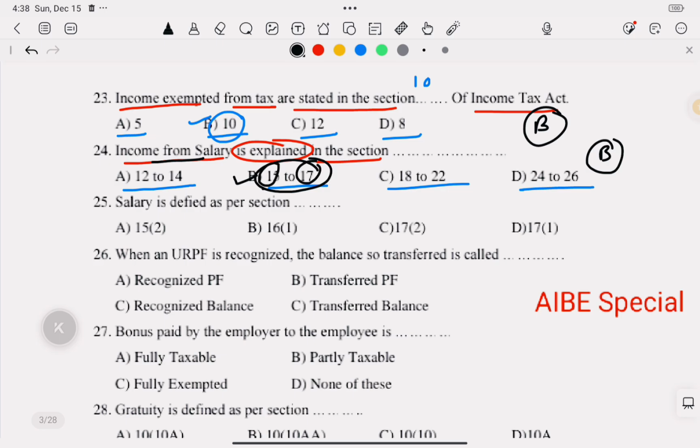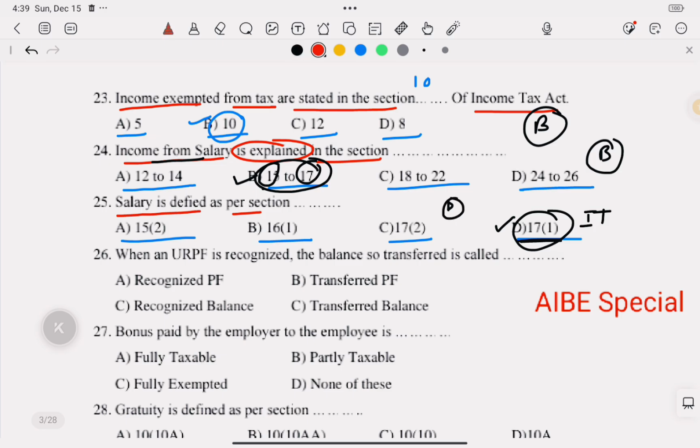Now moving to the next question. Salary is defined as per which of the following sections? Let's see the options. Options are section 15 subsection 2, section 16 subsection 1, section 17 subsection 2 and section 17 subsection 1. The correct option would be option D, that means section 17 subsection 1. Salary is defined as per section 17 subsection 1 of the Income Tax Act 1961.